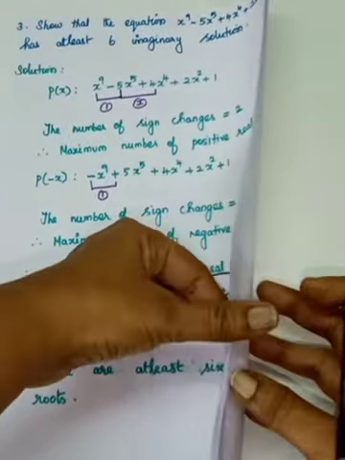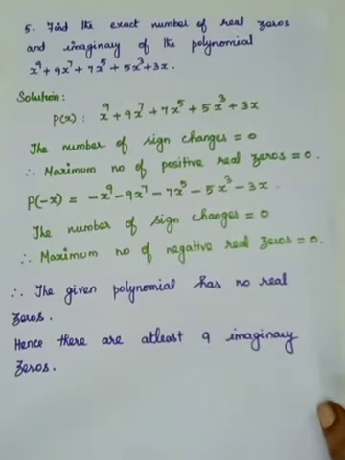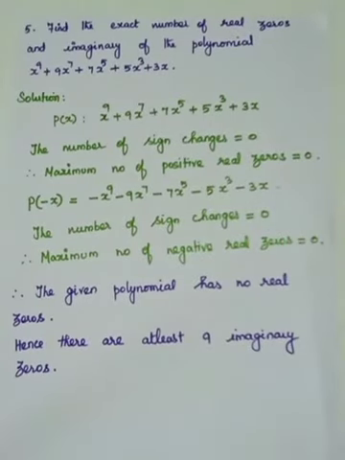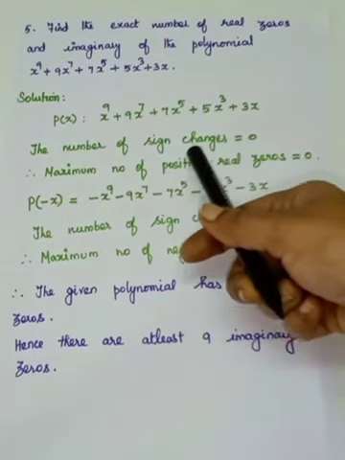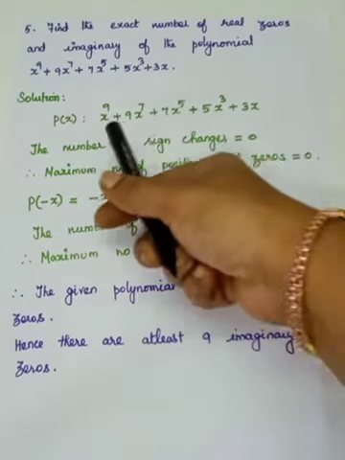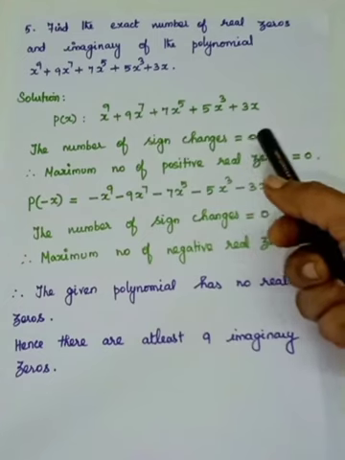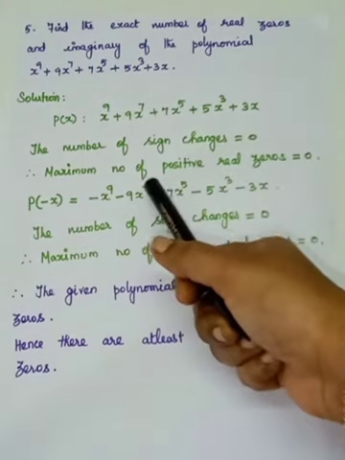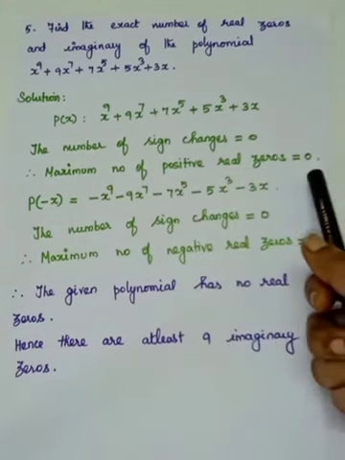And coming to problem number 5, find the exact number of real zeros and imaginary zeros of the following. So the same way, p of x is written. So the number of sign changes, everything is positive, no sign changes happen, so it is 0. So the maximum number of positive real zeros is 0.